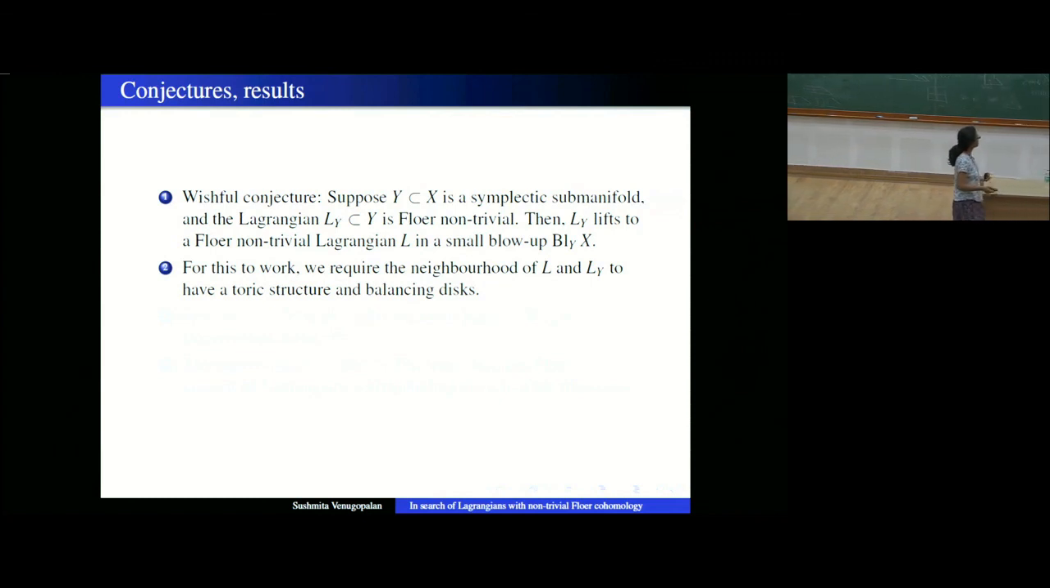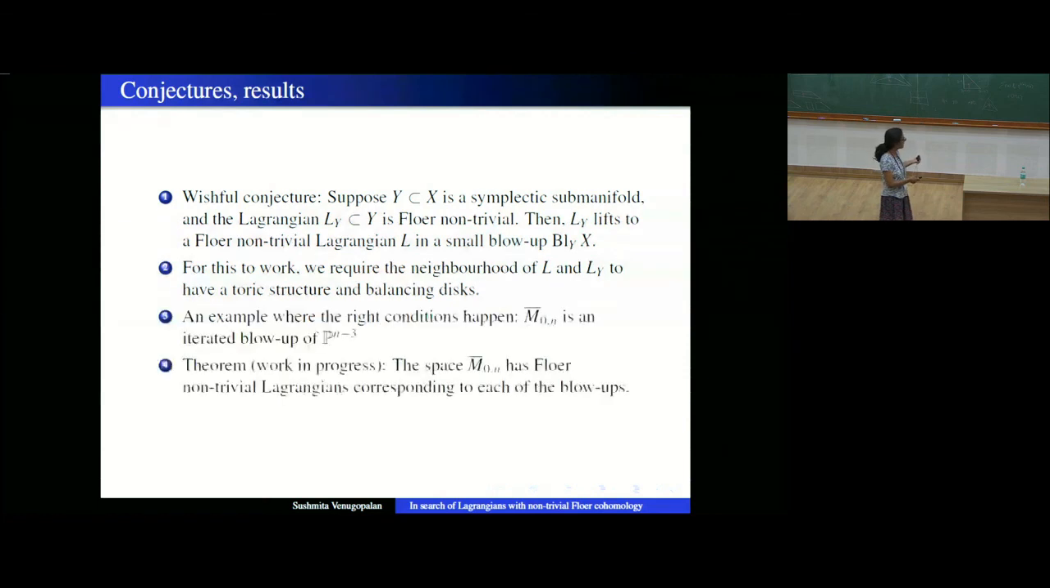However, it works out in many families, and in particular, I decided to take one particular example, M0,n bar, which can be realized as an iterated blow-up of projective space. And in this case, I am able to show that corresponding to each of the blow-ups, there is a Floer non-trivial Lagrangian. So yeah, I'll stop here. I'll maybe address his question now and then move on to other questions.